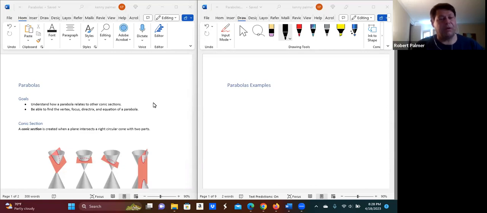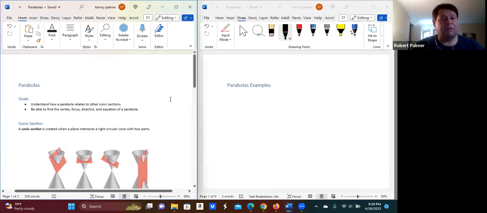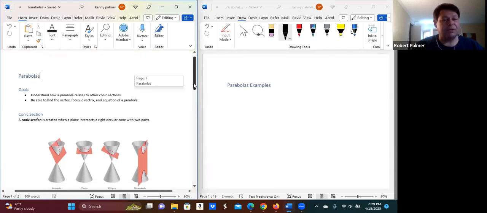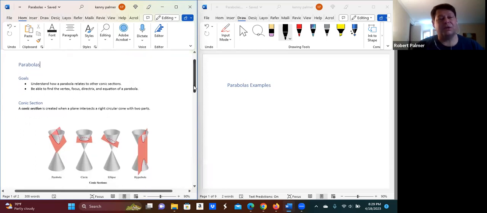Today we'll explain what parabolas are, kind of where they come from, and then also practice with different kinds of equations for parabolas. So our goals are, in the first part, to understand how a parabola relates to other what are called conic sections, and also then be able to find the vertex, focus, directrix, and equation of a parabola, and we'll explain what those terms mean as well.